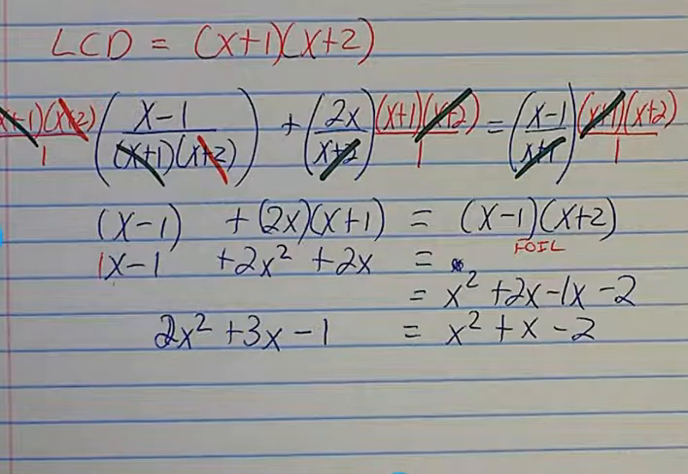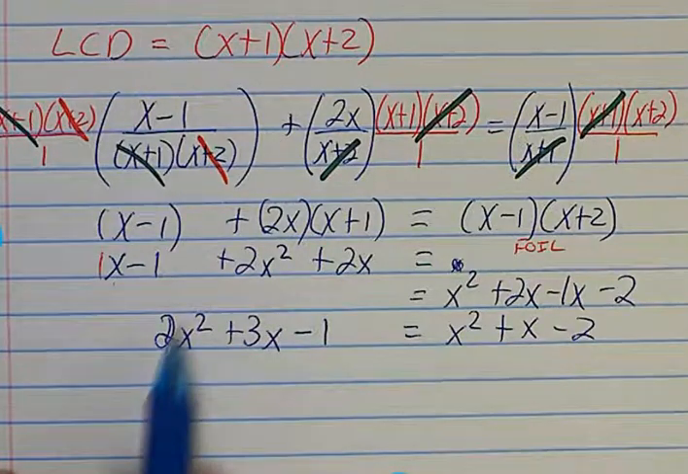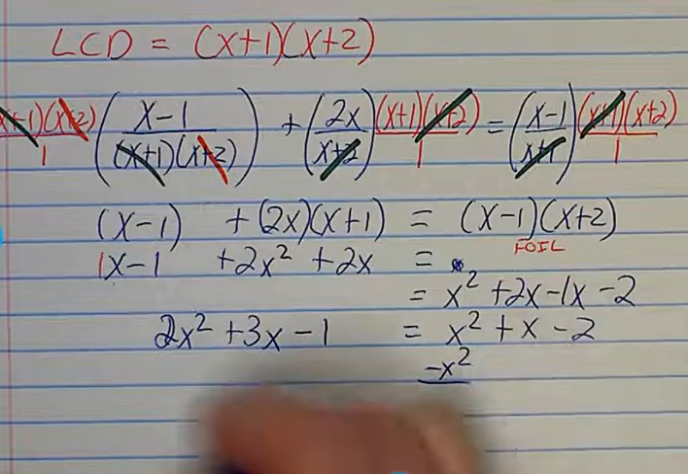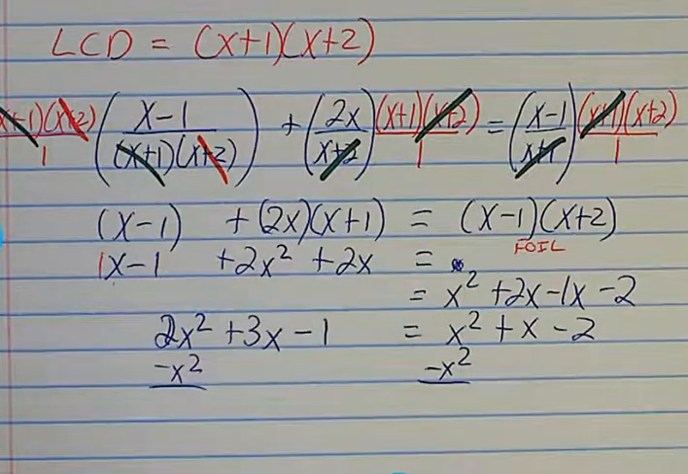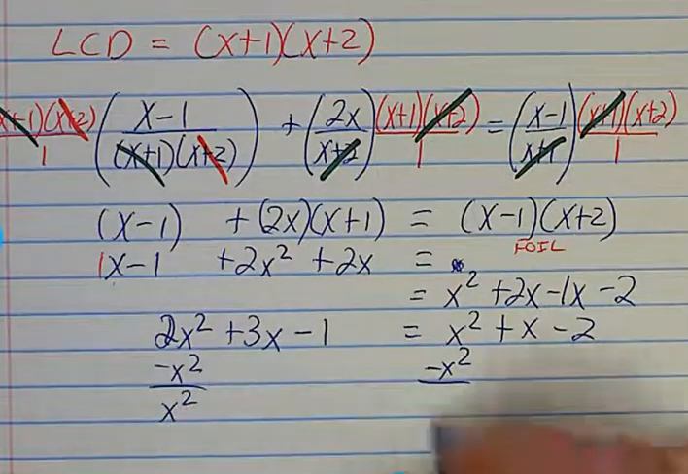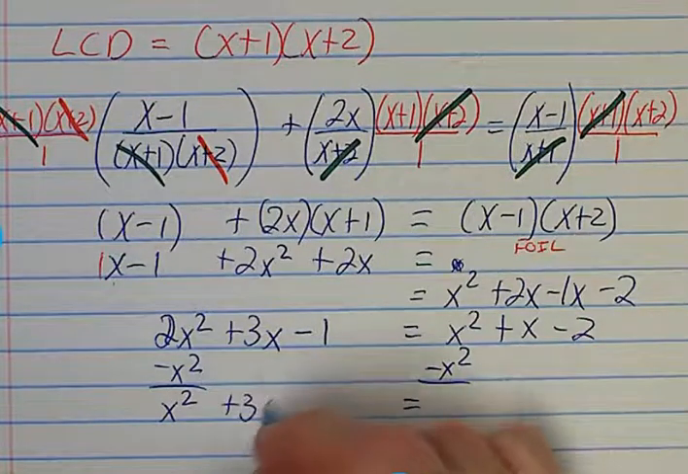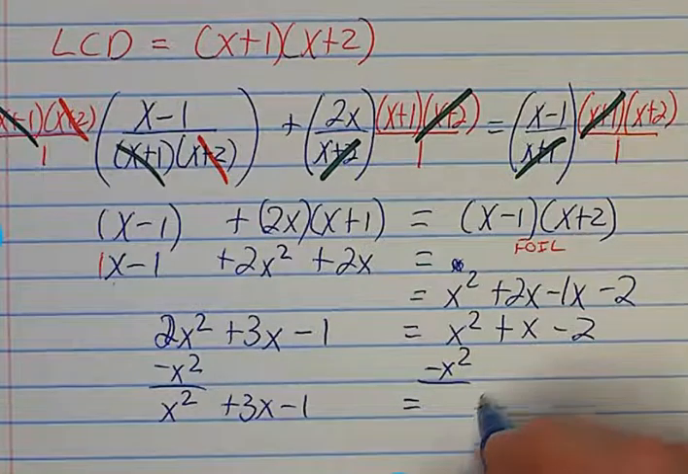Okay, so now we've got stuff scattered everywhere. So we've got to get some of the terms in the same places. Since we've got an x squared over here and x squared over here, let's get rid of this x squared that's here and let's move it over here. So they'll leave x squared equals x minus 2.